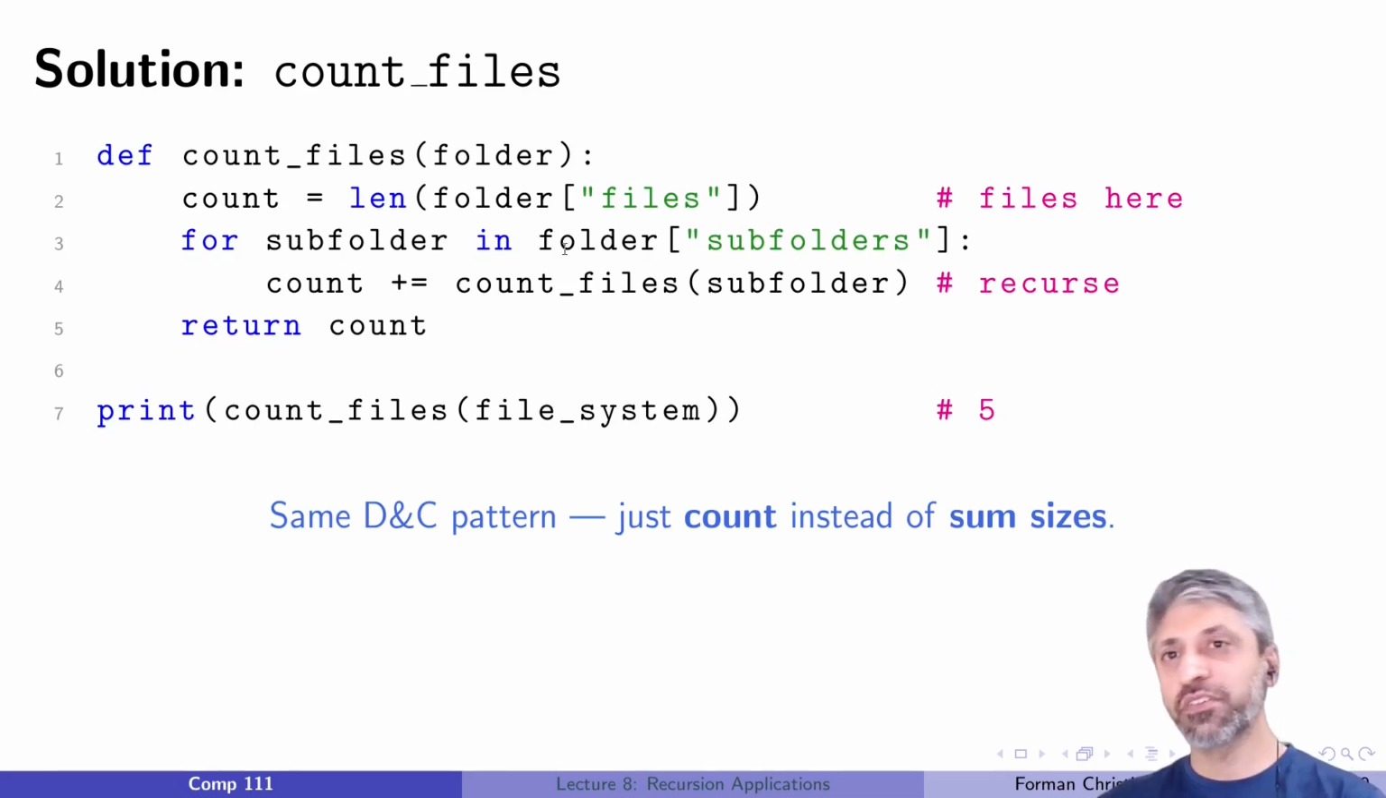So basically the first blank is going to be the length of folder with the key 5. So basically that's the list of all the file tuples that's inside this. And the second blank is going to be the recursive call, count files, because now we are operating on all subfolders, and each recursively goes into each subfolder. Running it gives us a total of 5 files, the same divide and conquer template, but just a different operation.